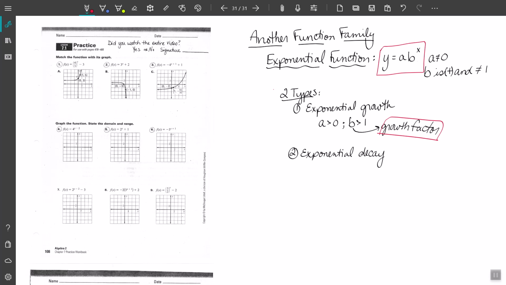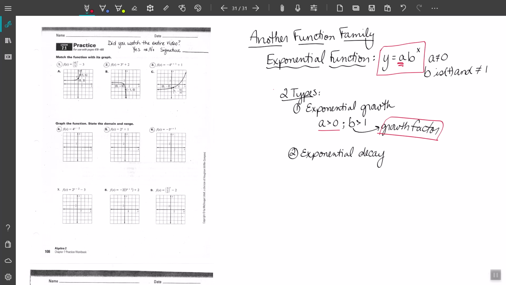There are two special types of exponential functions. One is exponential growth, and that's the one we're going to talk about today in lesson 7.1. Exponential decay we'll talk about in lesson 7.2. So for growth, which we'll talk about today, a has to be greater than 0. We're talking about the a value right here in the pattern. It's going to be greater than 0. And the b value has to be greater than 1. That's how we're going to know whether it's growing or decaying.